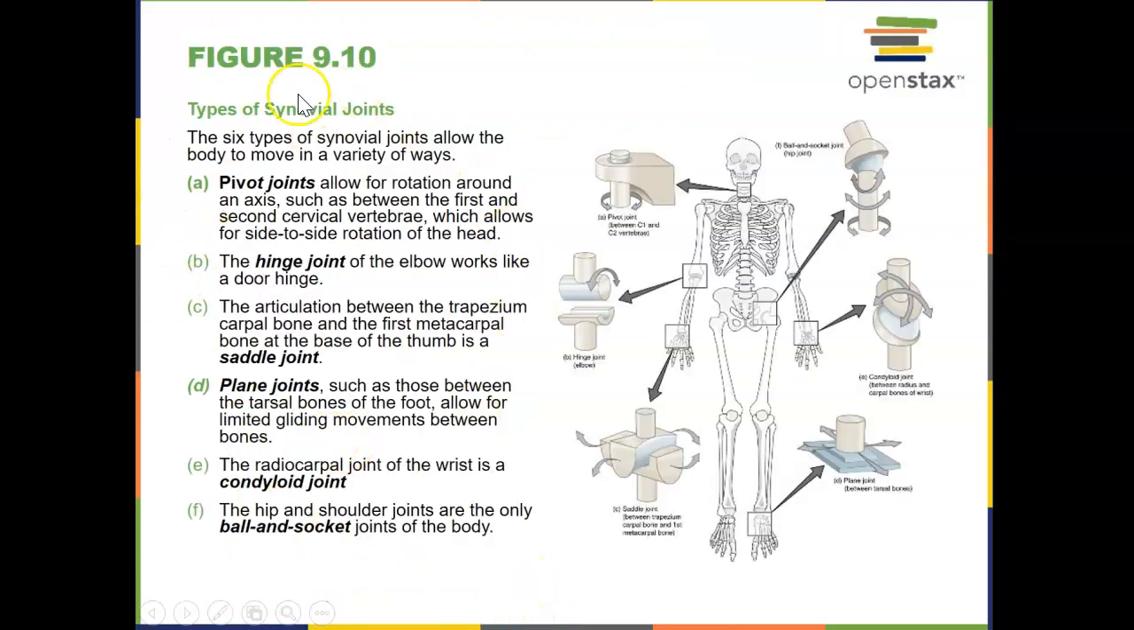So here is a picture from your book showing you what a pivot joint is. So right here's a pivot joint, right here around your neck. You can look to the right and the left. Hinge joint, your elbow works like a hinge. The saddle joint in your hands, the trapezium and the carpal bone, allow you to basically bend your hand forward, not so well back. D is the plane joint.